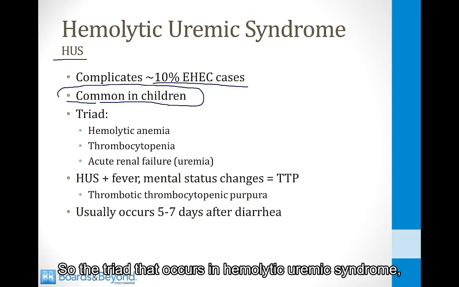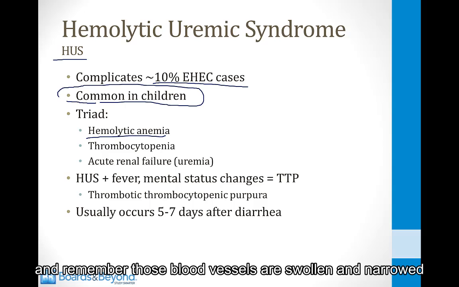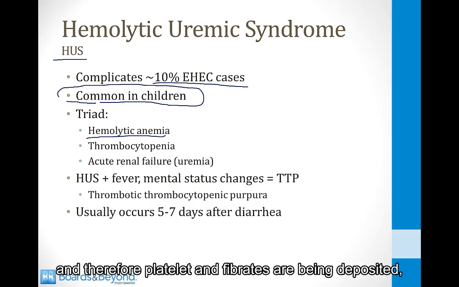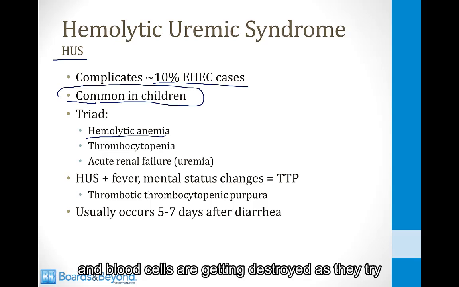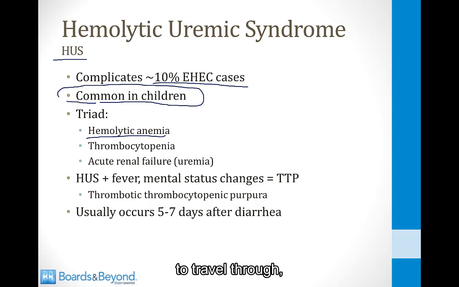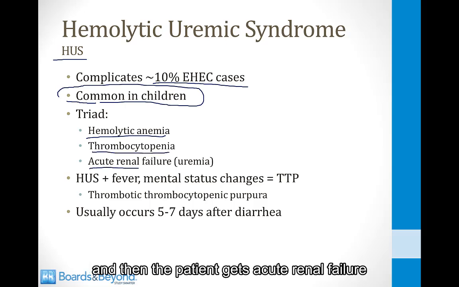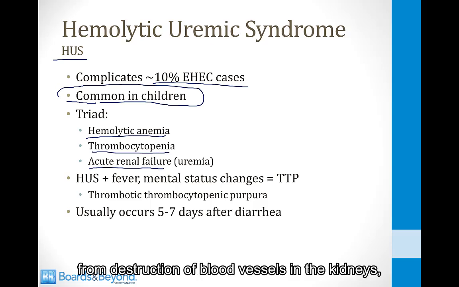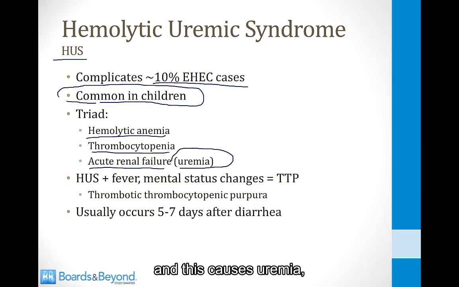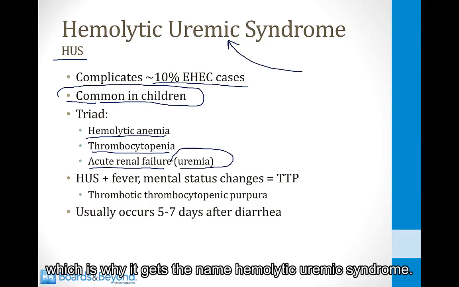So the triad that occurs in hemolytic uremic syndrome is a hemolytic anemia, and remember, those blood vessels are swollen and narrowed, and therefore platelets and fibrin are being deposited, and blood cells are getting destroyed as they try to travel through. All the formation of clots leads to thrombocytopenia, and then the patient gets acute renal failure from destruction of blood vessels in the kidneys, and this causes uremia, which is why it gets the name hemolytic uremic syndrome.